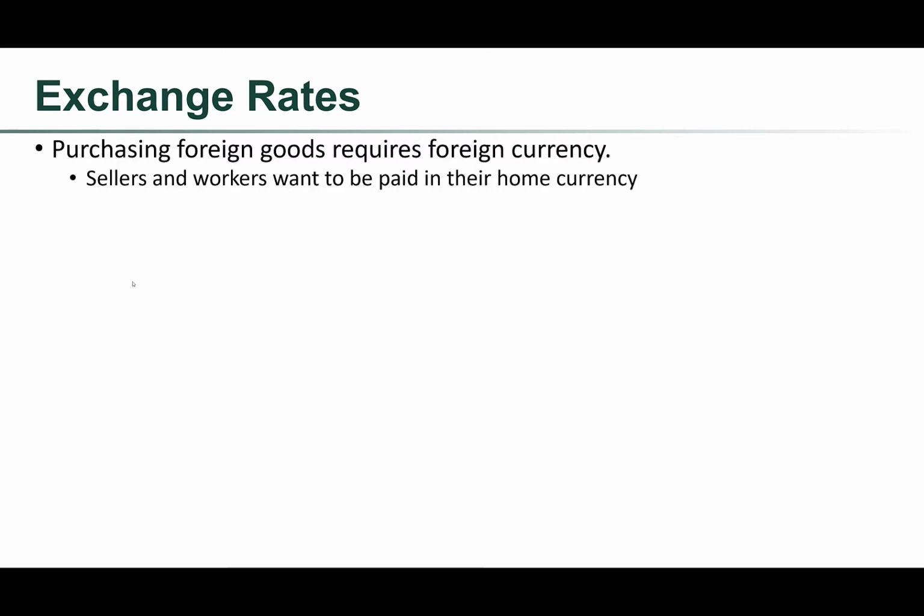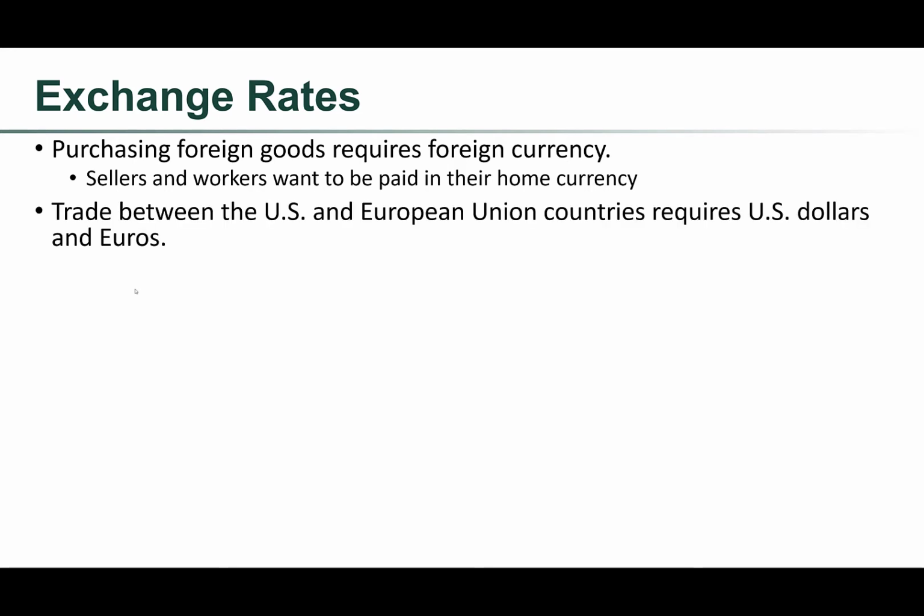Purchasing foreign goods requires foreign currency. Sellers and workers want to be paid in their home currency. So what that means is if I want to go buy a Ferrari from Italy, the people who make the Ferrari, they don't want to be paid in US dollars. They can't pay their rent in US dollars. They can't buy groceries with US dollars. They want to be paid in euros. Trade between the US and European Union countries requires US dollars and euros.